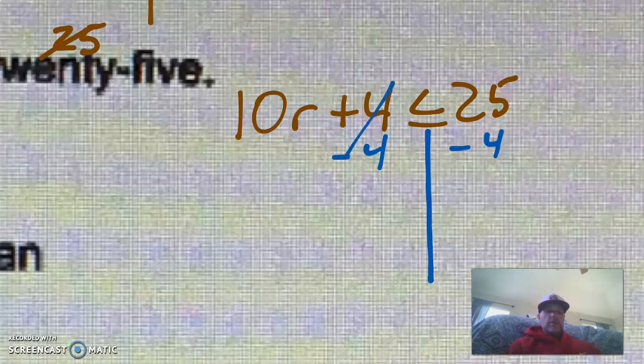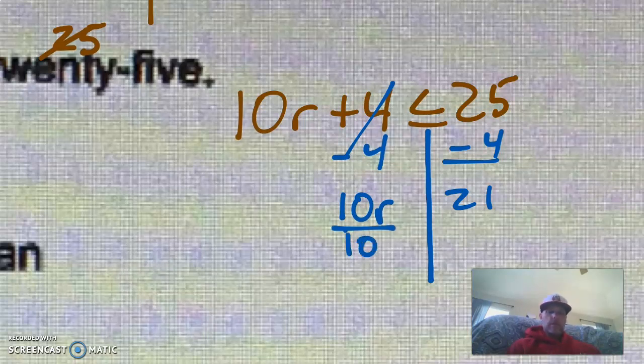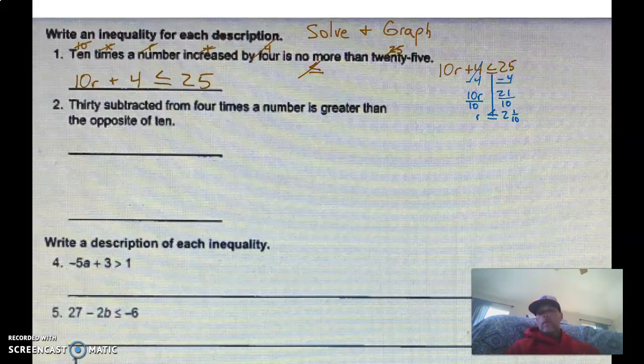Positive 4 and a negative 4, those inverse operations equal 0. So now we have 10R. 25 minus 4 is 21. So 10 times something equals 21. So the inverse of 10R, 10 times R, the opposite of that is dividing by 10. So we're going to divide both sides by 10 and get R is less than or equal to 21 divided by 10, which is, excuse me, 2 and 1/10. Okay. Let's not overcomplicate the solving of them.